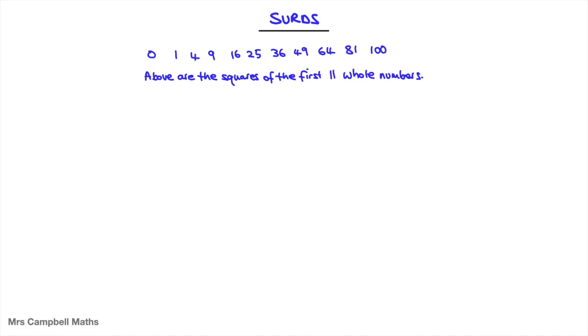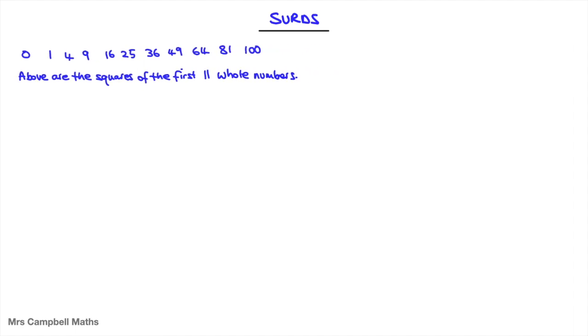Now, I've listed on the board the first 11 square whole numbers. 0 squared is 0 times 0. 1 squared, 1 times 1 is 1. 2 squared, 2 times 2 is 4. So the third perfect square is 4. So what we have listed there are the squares of the first 11 whole numbers. You'll need to remember them.